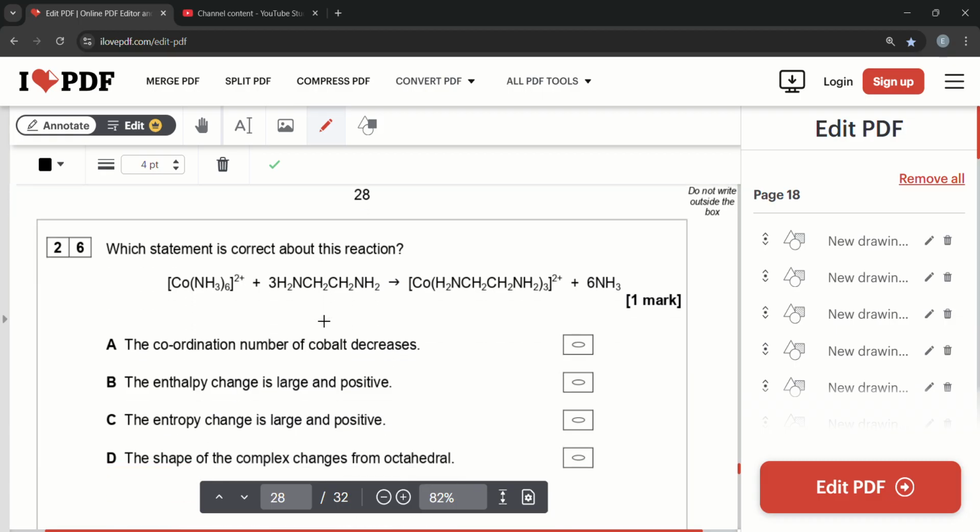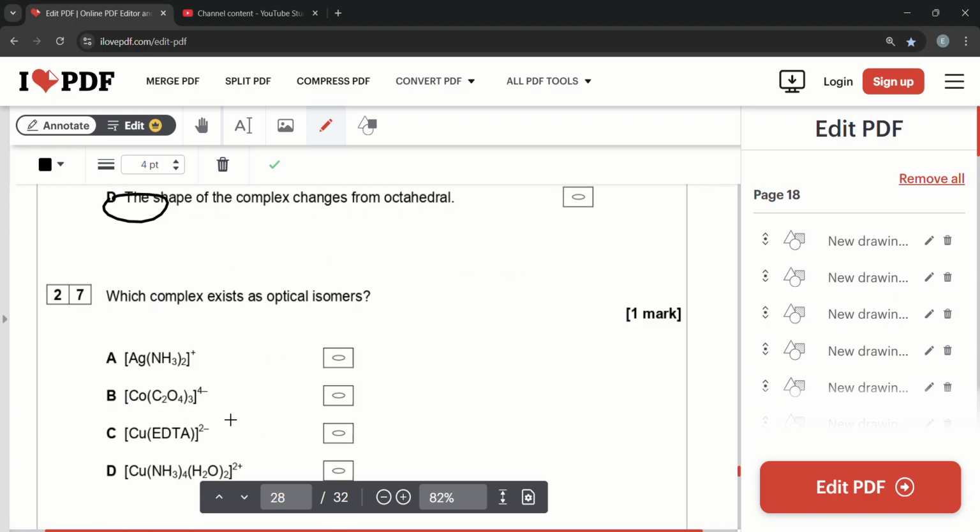Which name is correct about this reaction? If you're looking at it, we've gone from 4 moles, 3 here, 1 here, to 7 moles. So what happens? Well, the entropy is going to be large because we're going from 4 moles to 7 moles. So the disorder is going to increase. So entropy change is large and positive, and they just add these ones to trick you. Remember, 4 moles to 7 moles, entropy change, right?